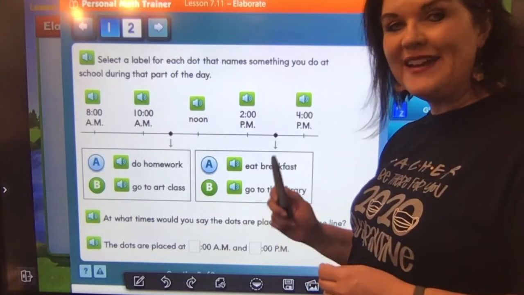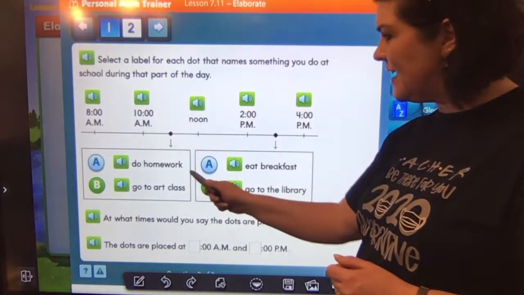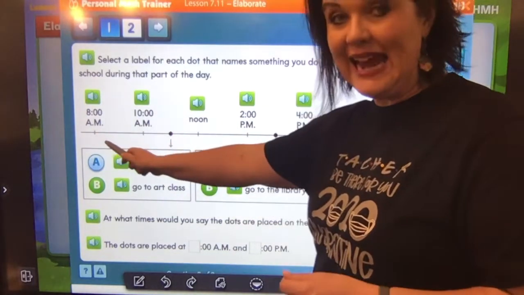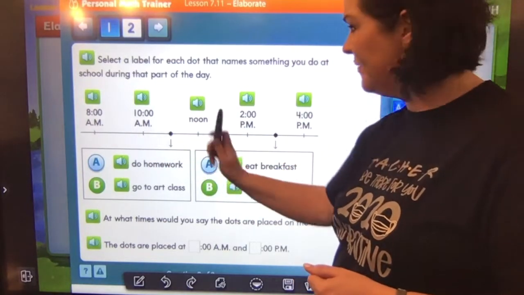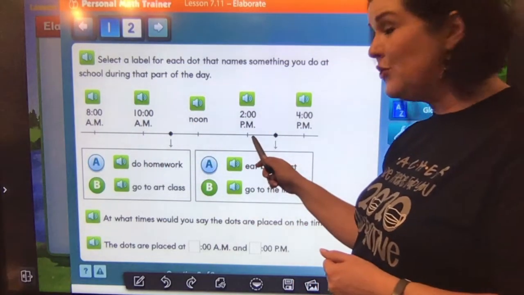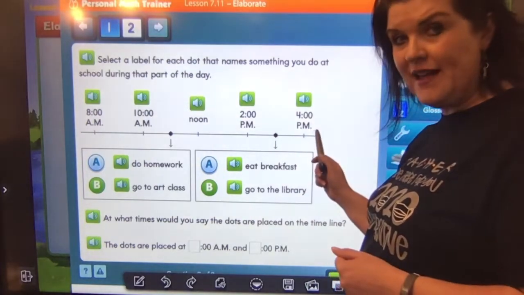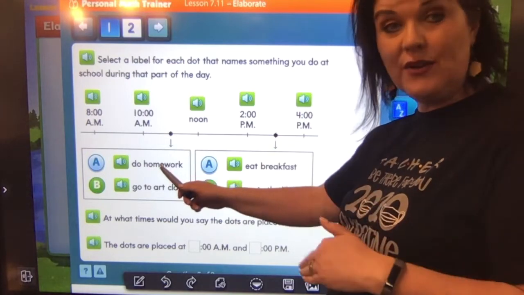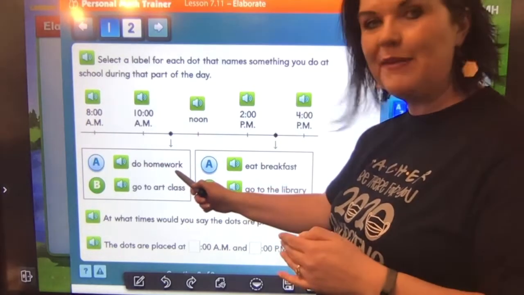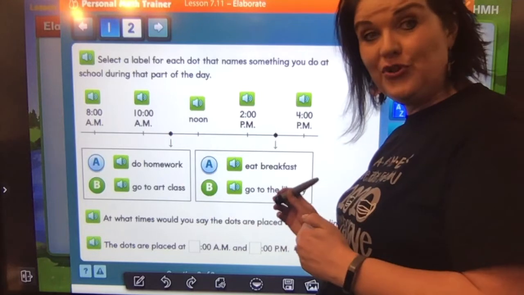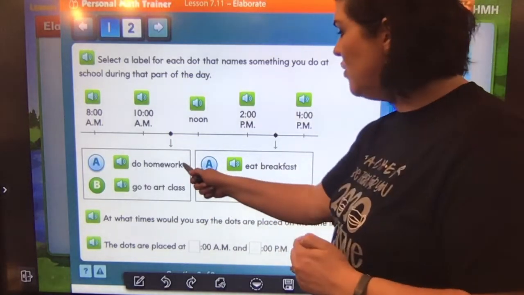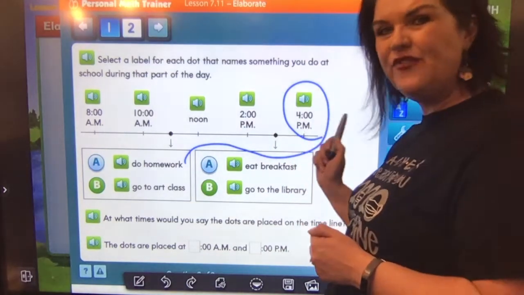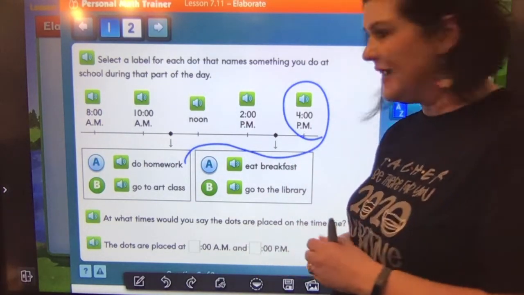So we're going to go ahead and match where we think these things that we could do would fit on our timeline. We have 8 a.m., 10 a.m., noon, we have 2 p.m., and we have 4 o'clock p.m. All right, so to do homework, that means you would already be done with your school day. So we would probably do that in the afternoon after you were done with school. So let's go ahead and make a mark to this one right here at 4 p.m. You get home and do your homework and get it done, right?